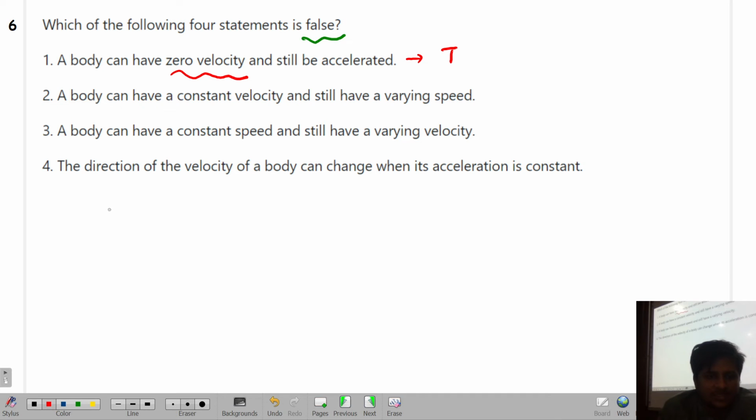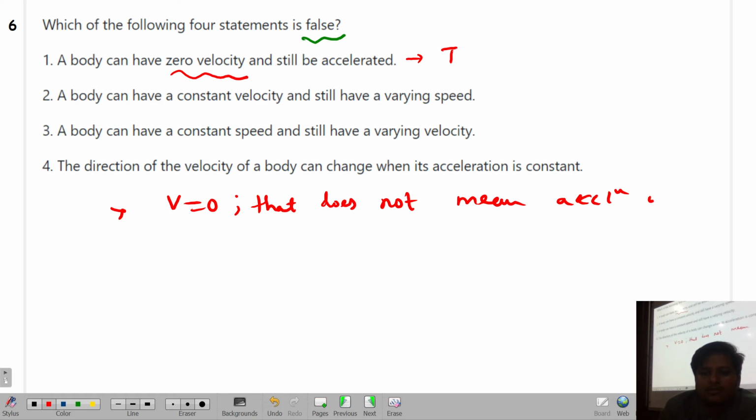So remember this line: if velocity is given as equal to zero, that does not mean acceleration will also be equal to zero. So this is true. Second case: a body can have constant velocity.